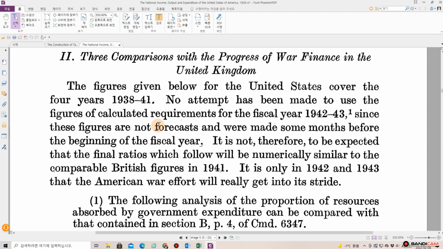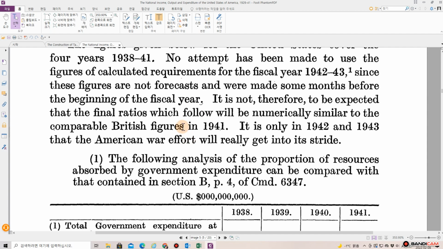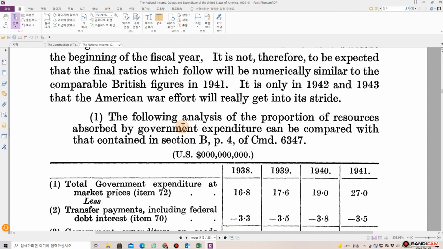It is not, therefore, to be expected that the final ratios which follow will be numerically similar to the comparable British figures in 1941. It is only in 1942 and 43 that America's war effort will really get into its stride. The following analysis of the proportion of resources absorbed by government expenditure can be compared with that contained in section B, page 4 of Cmd. 6347.